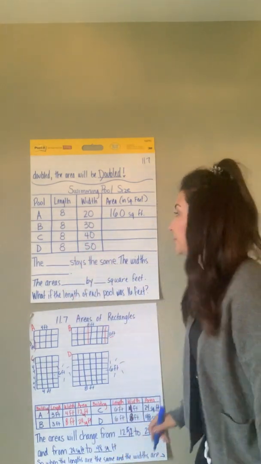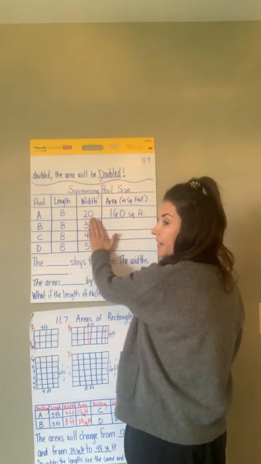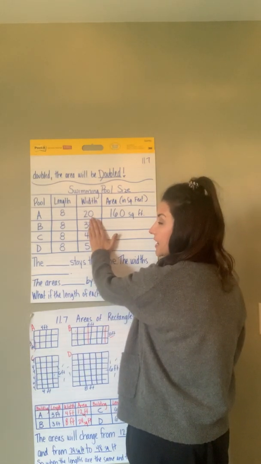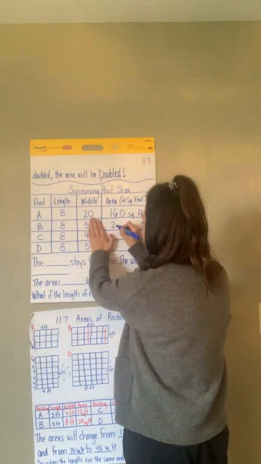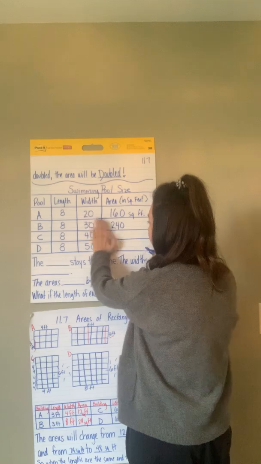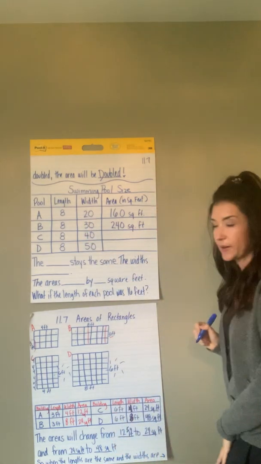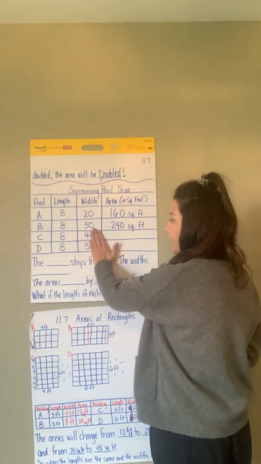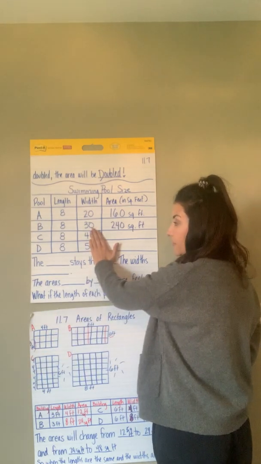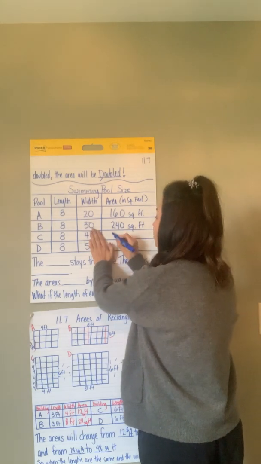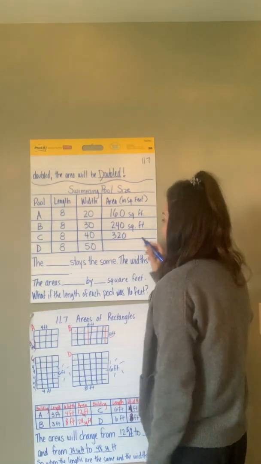All right, let's try that again. 8 times 30. Cover up your 0. We're going to take it away and put it back on. 8 times 3 is 8 doubled plus 8, 24. Add your 0 back on. 240 square feet. Let's try another one. 8 times 40. Cover the 0. 8 times 4. So how many tens do we have? We have 32. Add that 0 on.